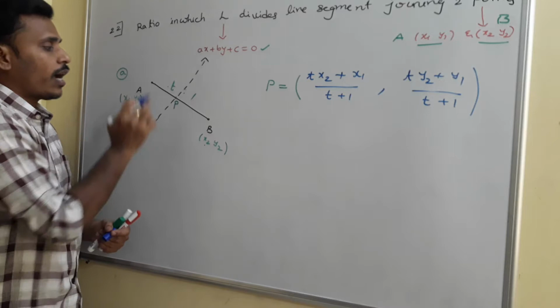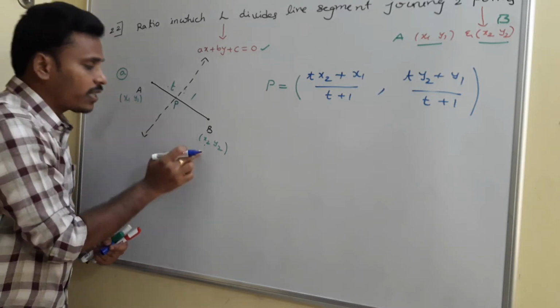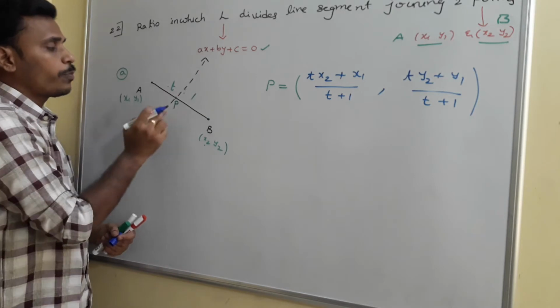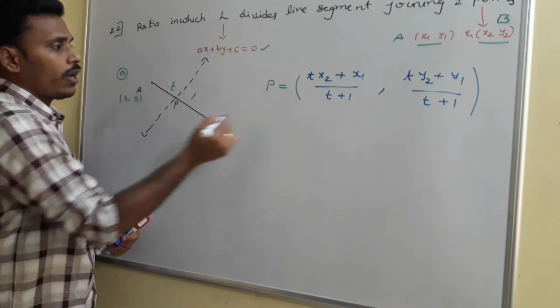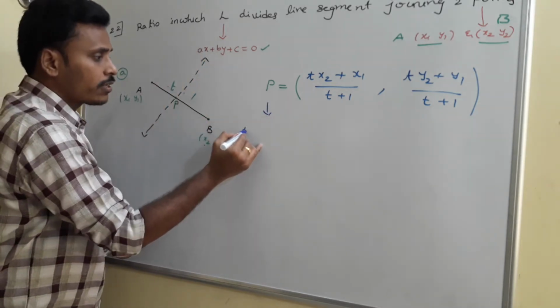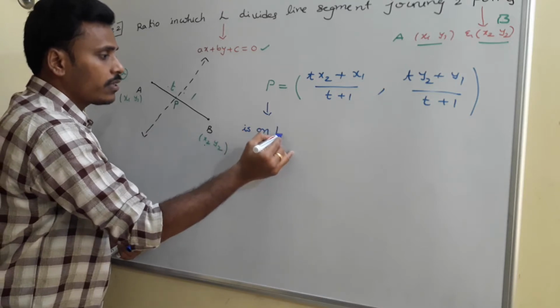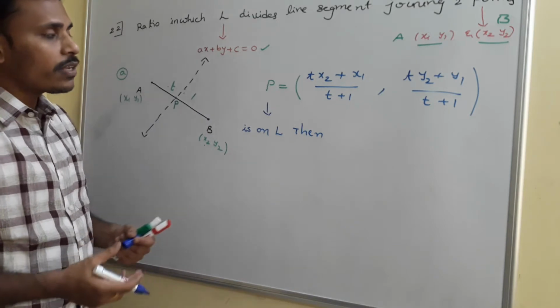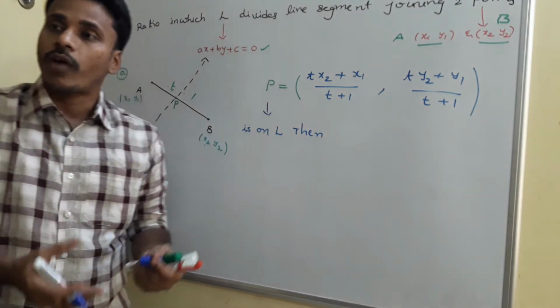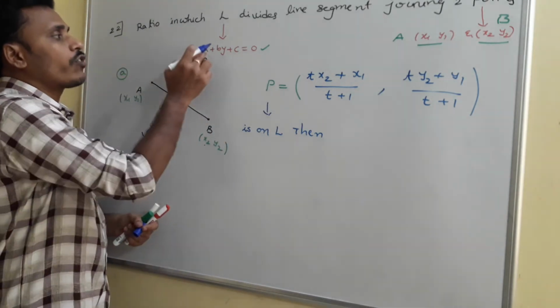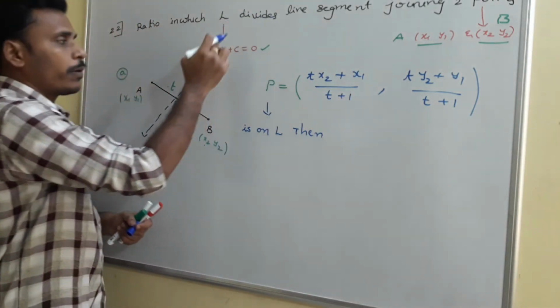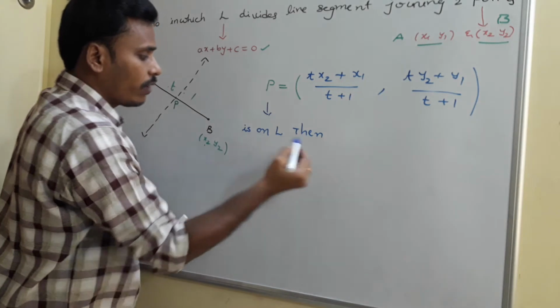This is the line and this is the point, and it divides the line segment in the ratio t is to 1. For sure, this P is a point on the line. Since P is on the line, P must satisfy the equation of the line. So you replace x with the x coordinate and y with the y coordinate in this line. Then what will happen?